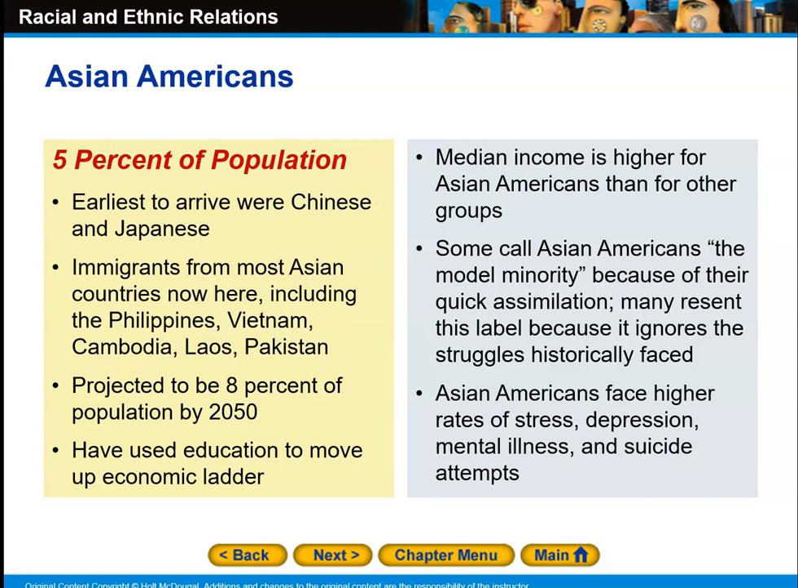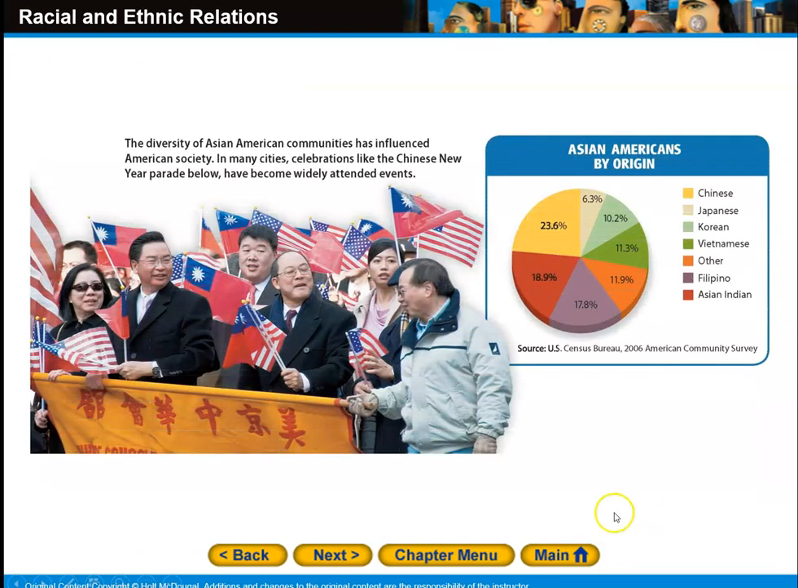Asian Americans tend to try to blend in more, even giving up their given names to adopt more anglicized names in order to fit into American society more easily. Asian Americans face higher rates of stress, depression, mental illness, and suicide. The diversity of Asian American communities has influenced American society. In many cities, celebrations like the Chinese New Year parade have become widely attended events.